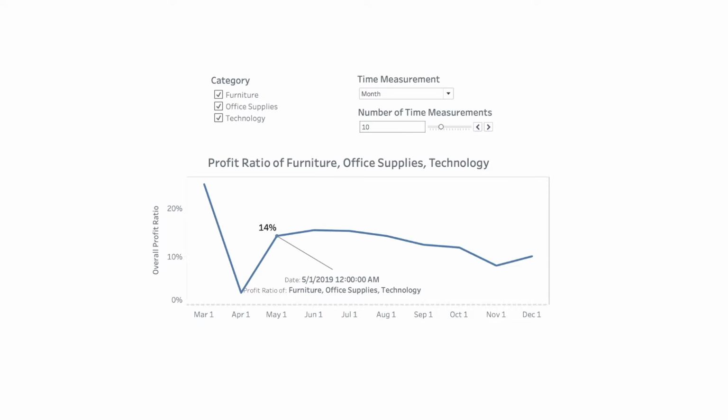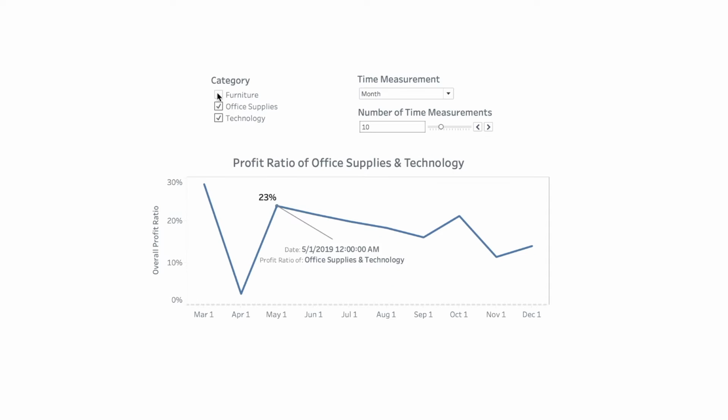Let's take another look at the profit ratio of the company and compare the ratios with and without the furniture data. We'll look at May 1st, 2019, with all 3 categories in the last 10 months. Calculating the profit ratio of all categories, May had an overall profit ratio of 14%. When we remove the furniture data, the ratio increases to 23%.